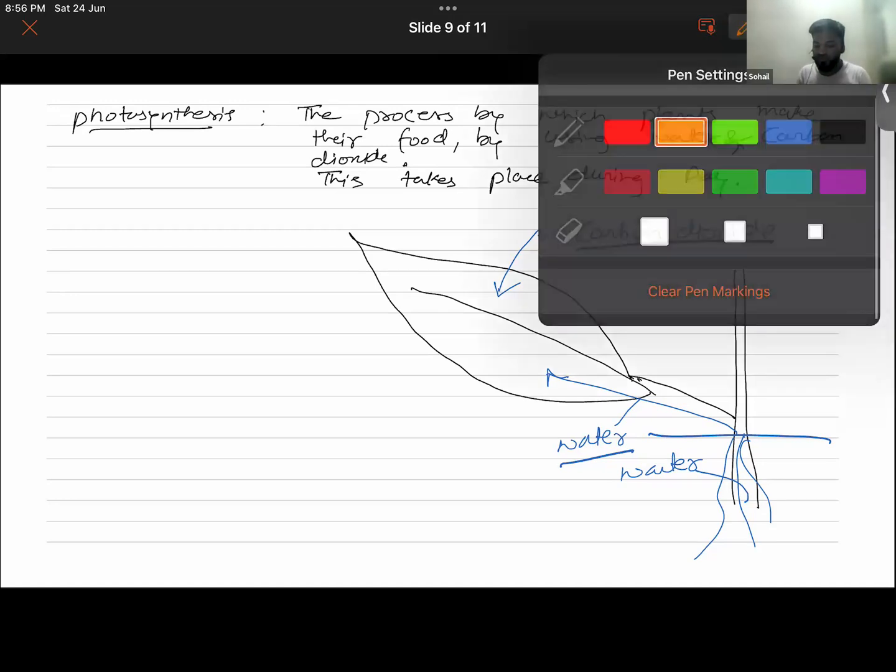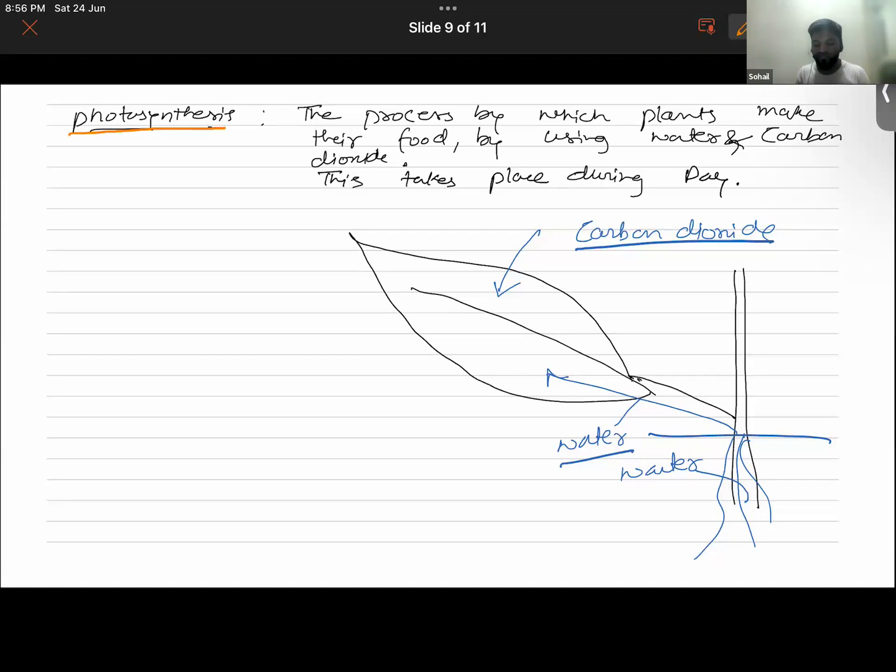Is that clear? Read this one. What does it say? The process by which plants make their food by using water and carbon dioxide, and this takes place during day.